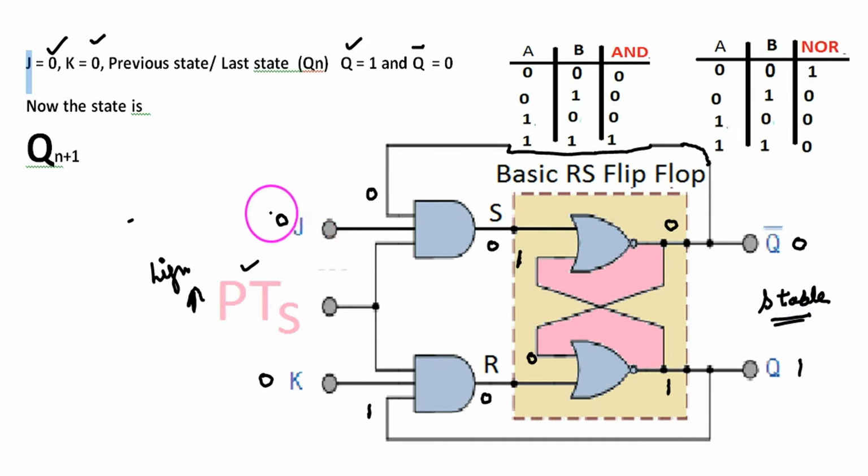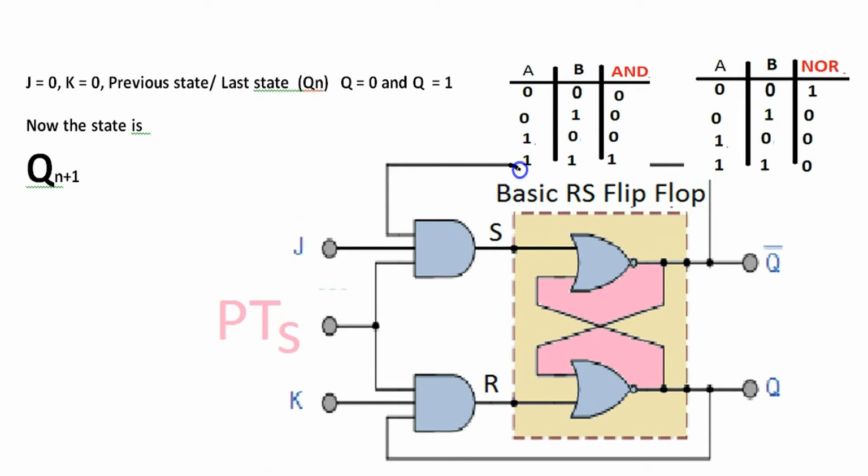Okay. If J is 0 and K is 0, the previous state will exist, the last state, whatever it is. If 0, 1 is the last state, then it exists as it is, no change.